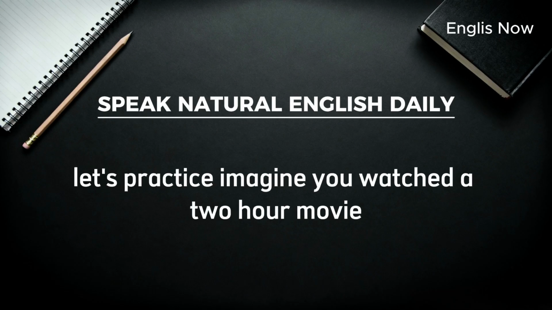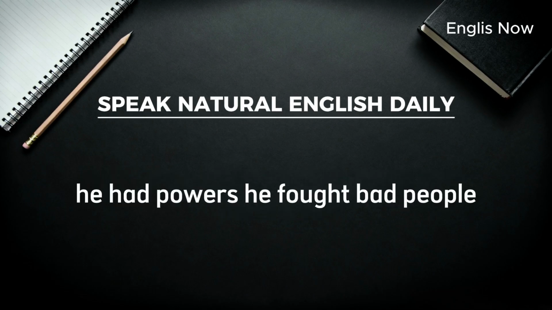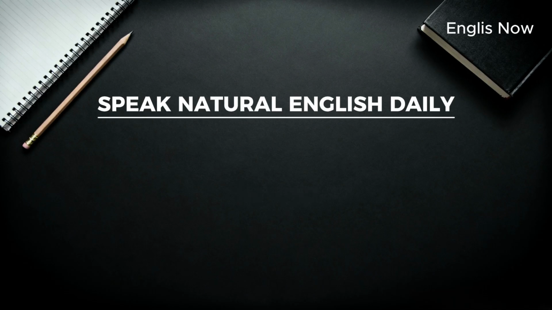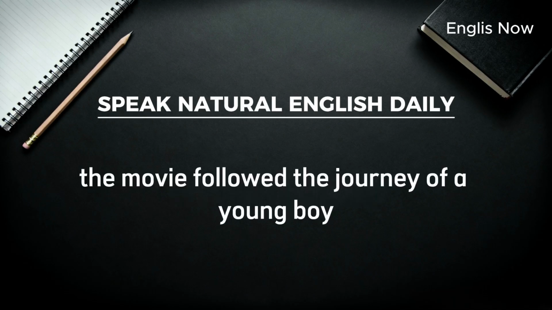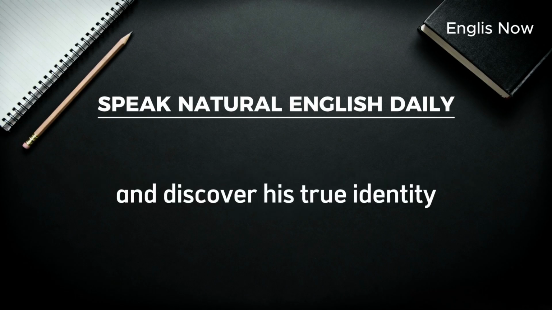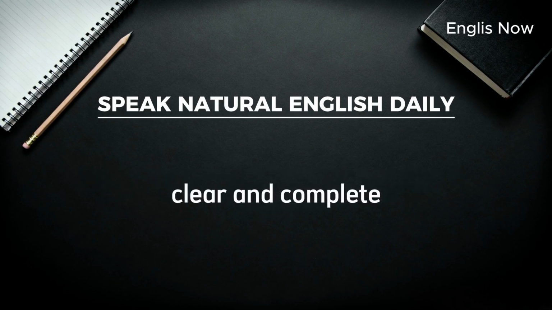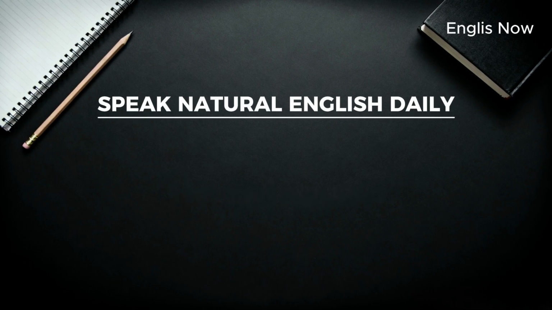Imagine you watched a 2-hour movie. At B1, you might say, "The movie was about a boy. He had powers. He fought bad people. He won." At C2, you could say, "The movie followed the journey of a young boy with special powers who overcame challenges to defeat his enemies and discover his true identity." Notice how the advanced version is short, clear, and complete.